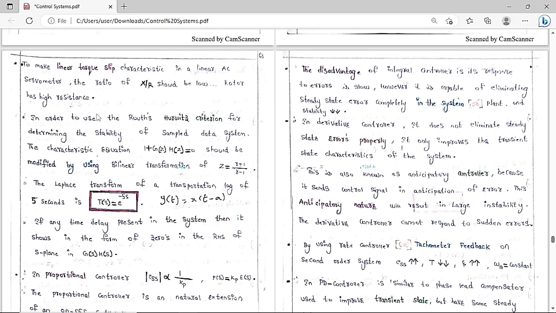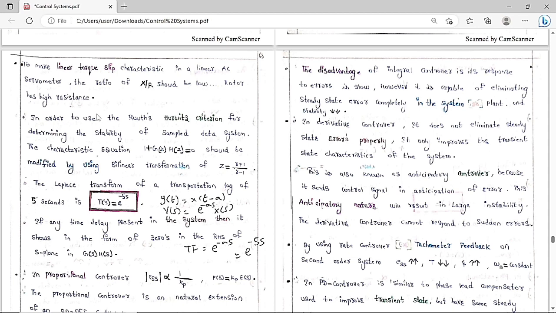After taking the Laplace transform on both sides, we get Y(s) equal to e to the power of minus as into X(s). So Y(s) by X(s), the transfer function, is equal to e to the power of minus as. And a is nothing but 5 seconds. Substituting, we get e to the power of minus 5s. Therefore, the Laplace transform of a transportation lag of 5 seconds is T(s) equal to e to the power of minus 5s.